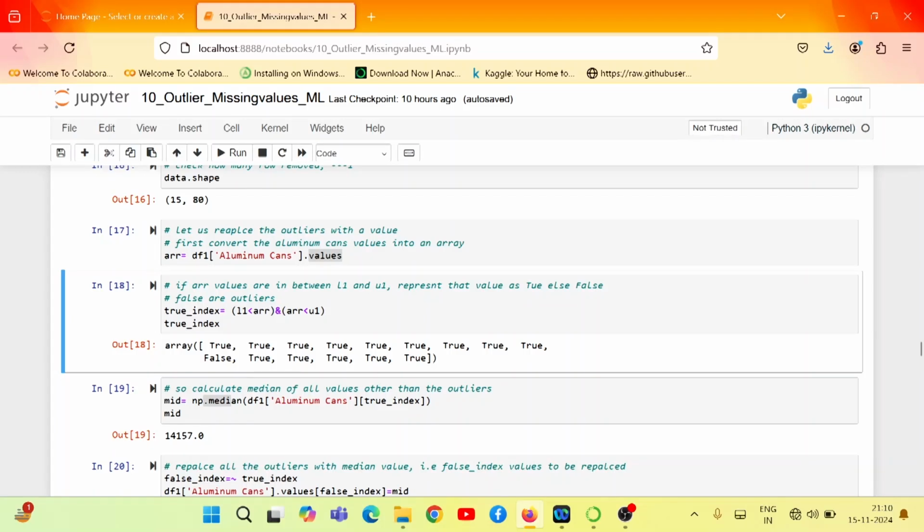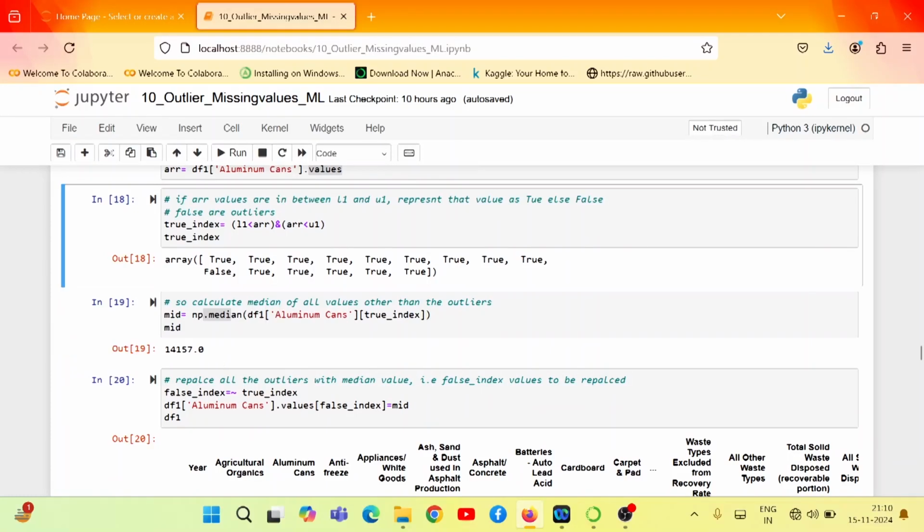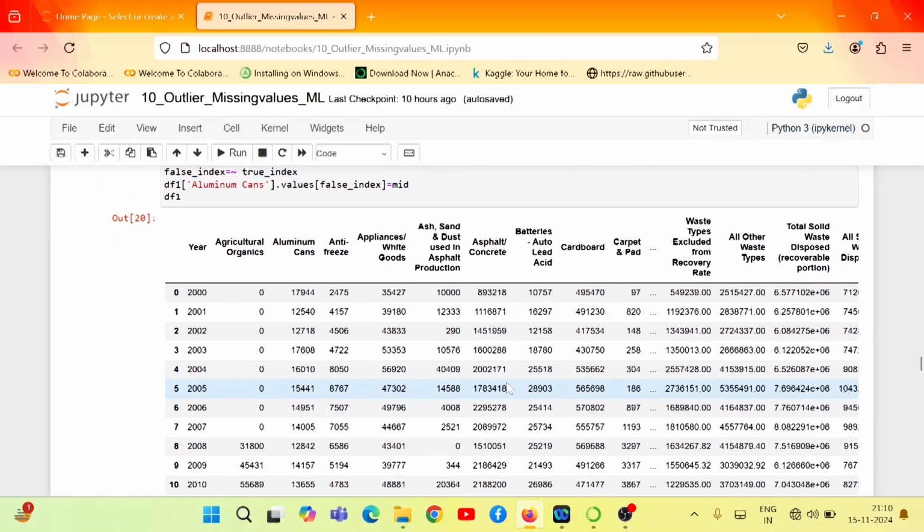To replace this row with the median value, let us find the median of all the true values, right? We know that outliers are represented by this false. To replace the outlier with the median value, we have to replace the false index by the median value. So this median value is kept over here, and I am replacing by this median. Once we execute it, the outlier value which was present at index number 9 in aluminum cane, 21,017.8, was replaced by 14,157. That was the median value.